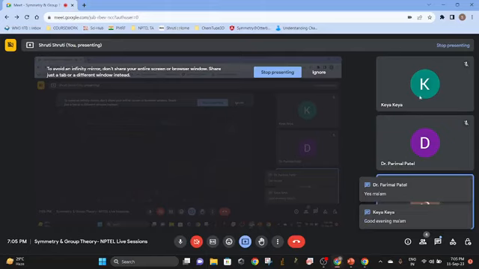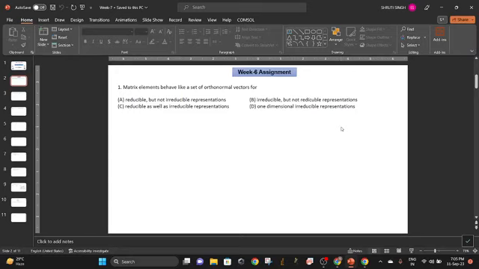Okay. So the first question says, matrix elements behave like a set of orthonormal vectors for: reducible but not irreducible representation, reducible as well as irreducible representation, irreducible but not reducible, and one-dimensional irreducible representation. This question for me itself is a little bit confusing and I'm not sure about the answer, but I feel it should be only irreducible representation but not reducible.